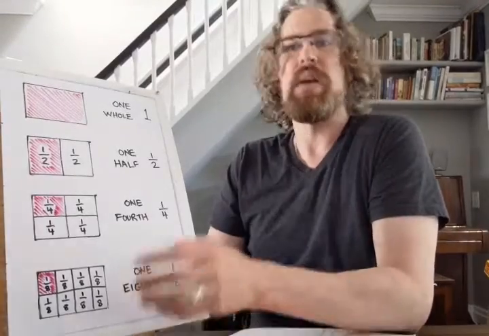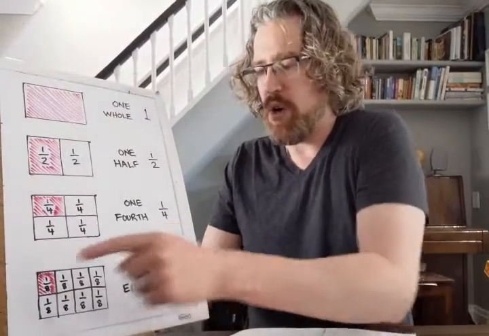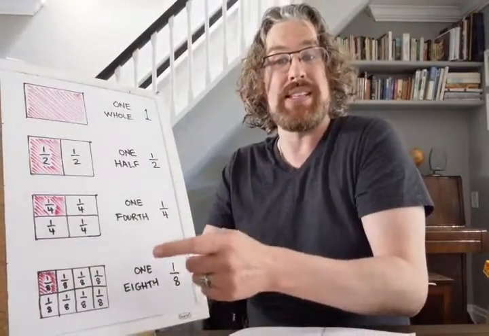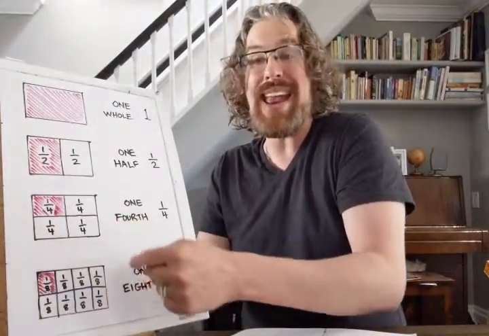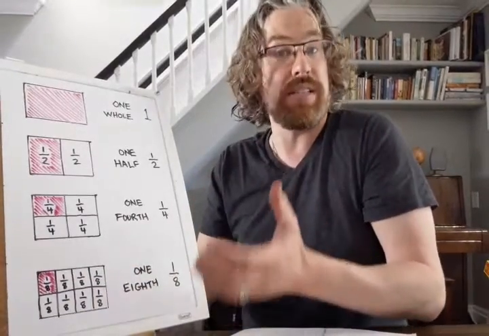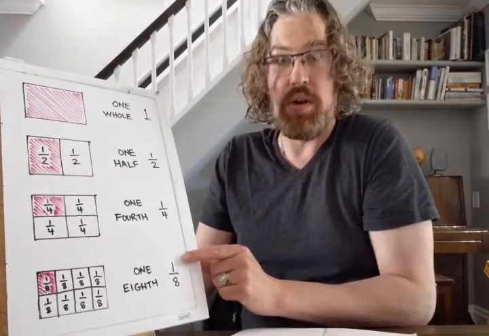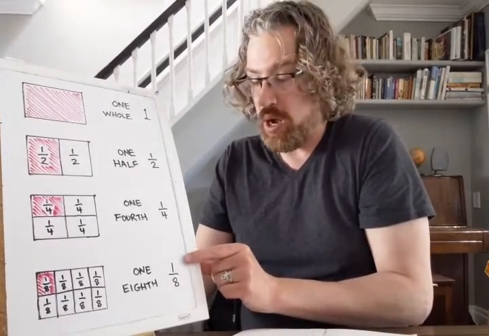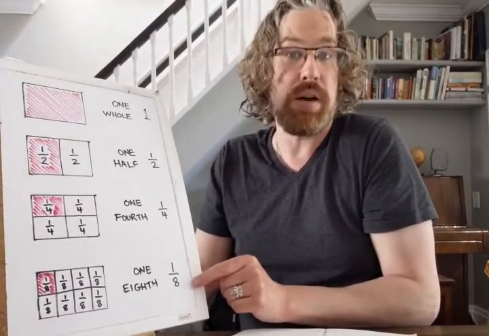Now look at this one. So when we look at this fraction, 1/8, we can see that we colored one of the parts, but there are 8 parts, 1, 2, 3, 4, 5, 6, 7, 8, all together. So we write that as 1/8, or 1 out of 8 parts.